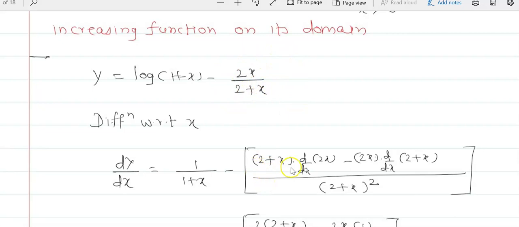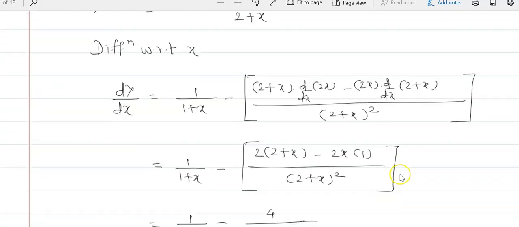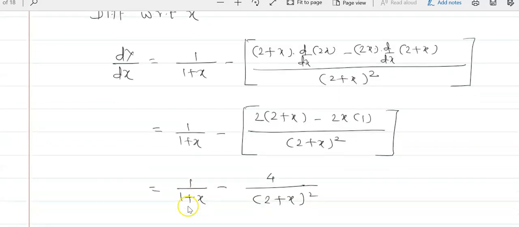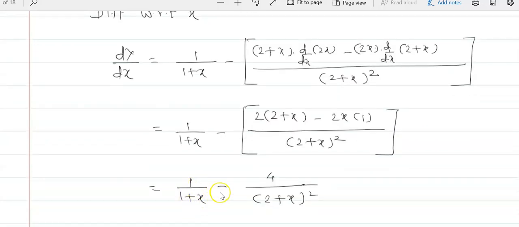Applying the quotient rule: 2 plus x into the derivative of 2x, minus 2x into the derivative of 2 plus x, upon (2 plus x) whole square. Therefore, it equals 1 upon 1 plus x minus, in brackets, 2 into (2 plus x), since the derivative of 2x is 2, minus 2x into the derivative of 2 plus x, which is 1. Therefore, 1 upon 1 plus x minus 4 upon (2 plus x) whole square.